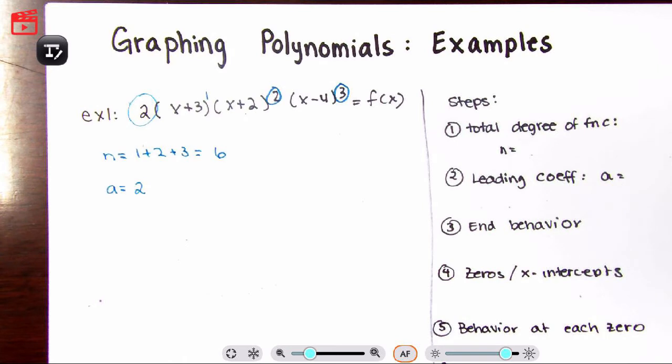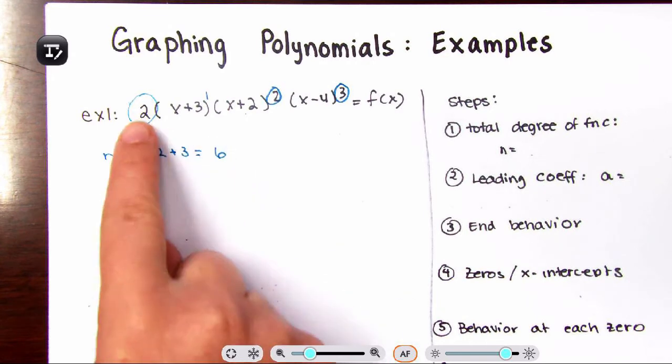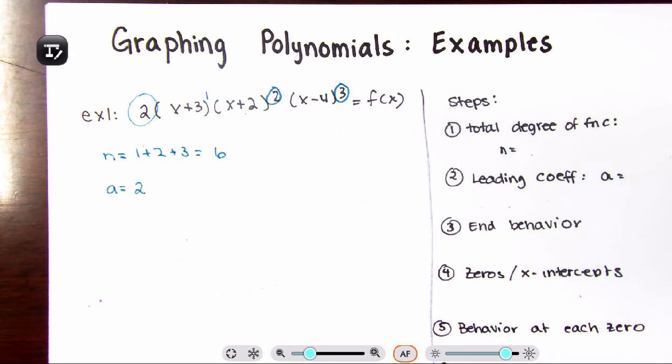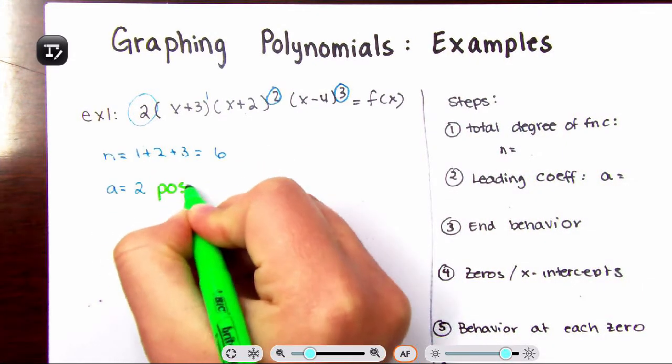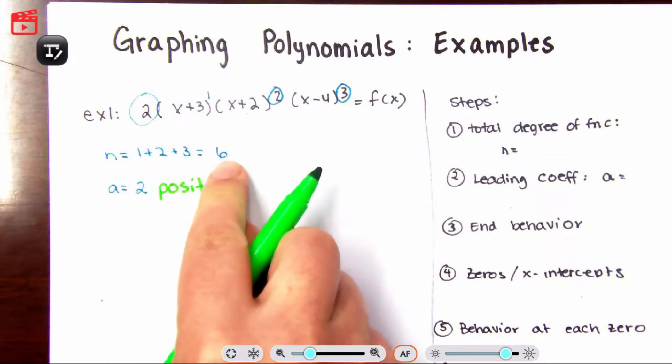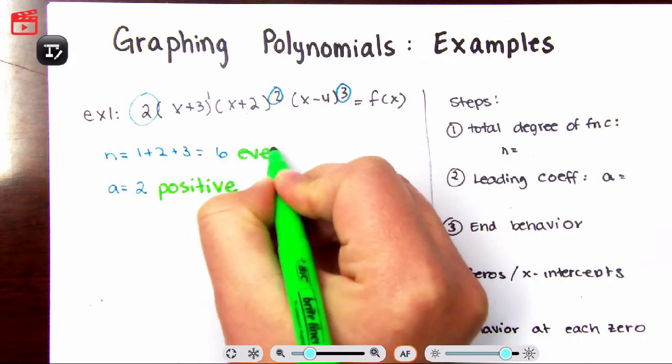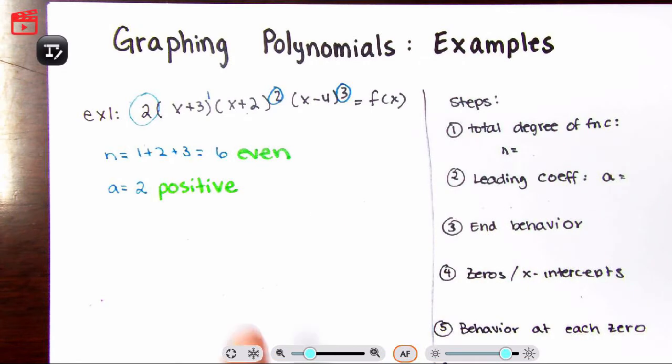So now we're going back to the leading coefficient test. We're trying to figure out what the end behavior is going to be. So we want the leading coefficient to be positive or negative. That's what we're looking for. 2 is positive. And our total degree is even. So for total degree, we want even or odd. For our leading coefficient, we want positive or negative if you're looking at the leading coefficient test. And then step number 3, we want our end behavior.